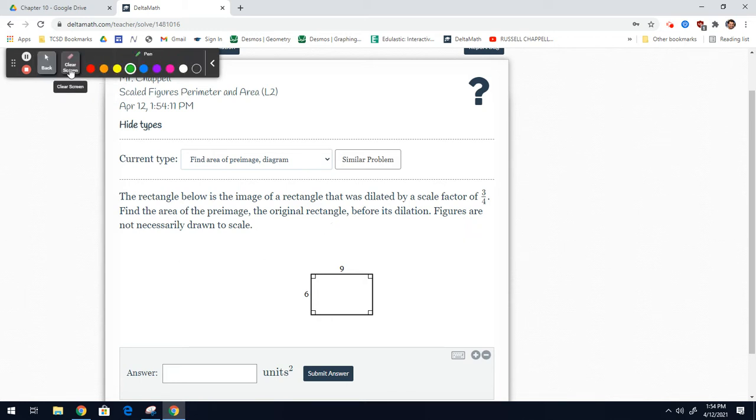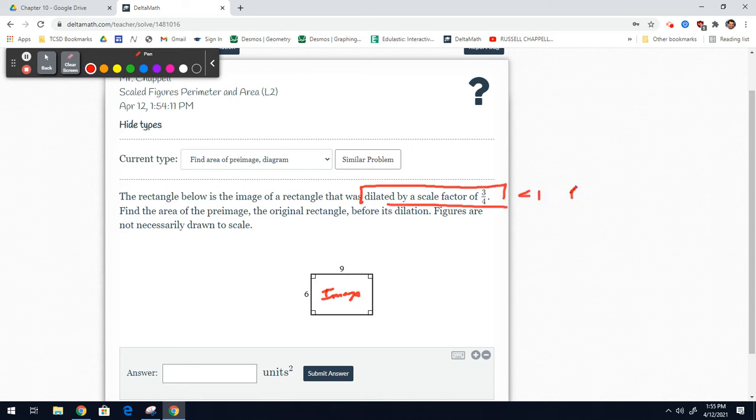So again, this is sort of an interesting problem here. So it's almost like working backwards. They did not give you the pre-image, they gave you the image. This is the image. So over here, you need to draw a preimage. Now, is this preimage bigger or smaller than the image? Well, the preimage was dilated by a scale factor of 3/4.